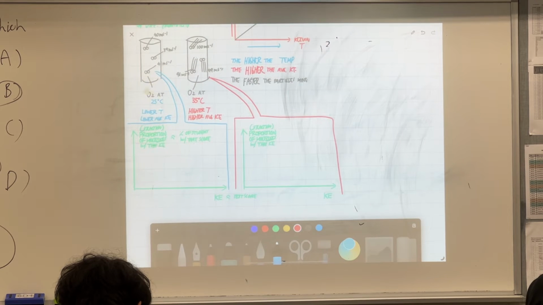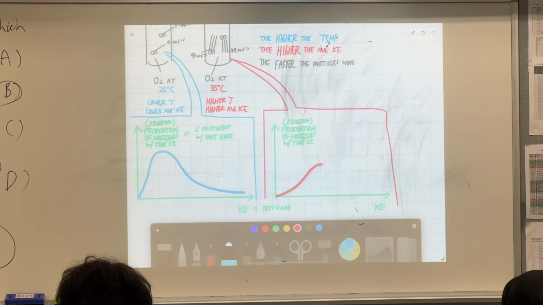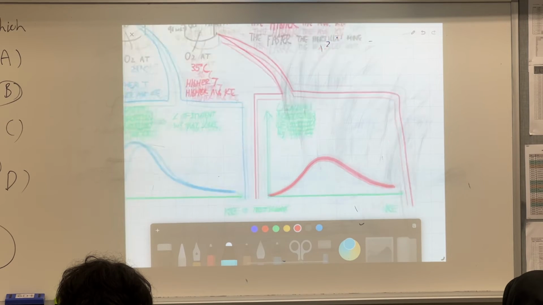Well, for the lower temperature, like a sample of oxygen, they will travel at lower speed, right? They will travel at lower speed. So therefore the curve will look like this. Yeah, so later I want you to tell me what you notice with this curve. For the higher temperature sample of oxygen, the curve will look like this.